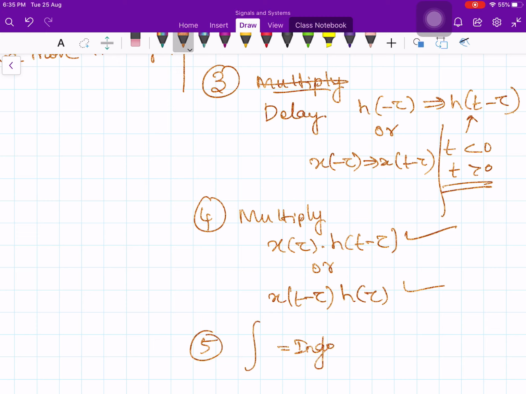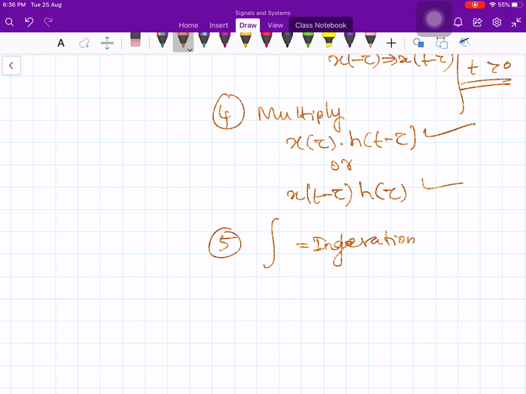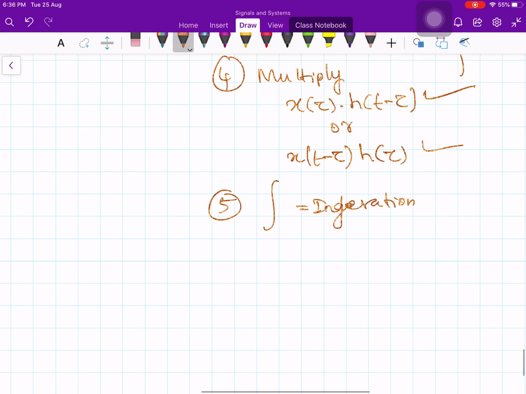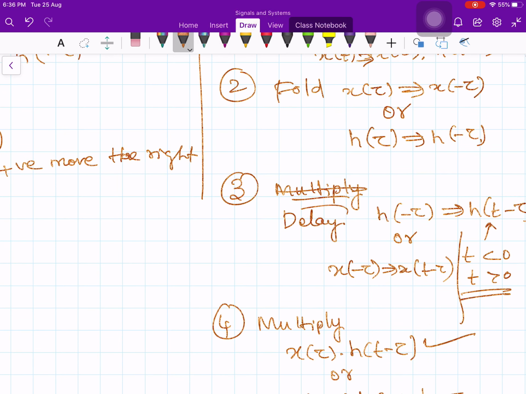So there are 5 steps involved in this. So these are the 5 key words that are involved in the convolution. So first change the independent variable t to tau, and then fold, shift. So this delay is also called, people sometimes write shift.